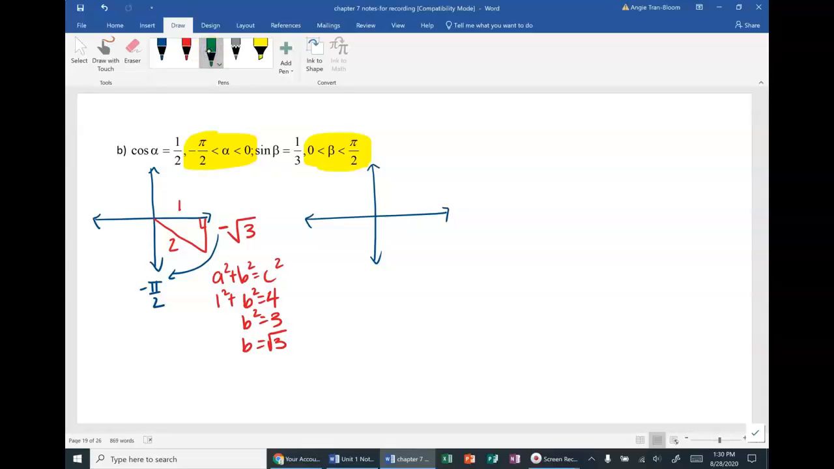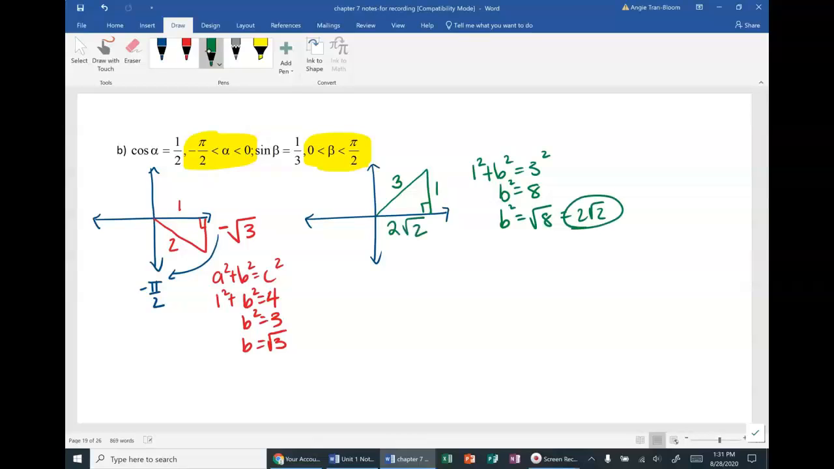Similarly, sine of beta is 1/3, and they give you beta is from 0 to pi over 2, so that's in quad 1. Sine is opposite over hypotenuse, so a squared is 1 squared plus b squared equals 3 squared. So this is b squared equals 8 because 3 squared is 9, 9 take away 1 is 8. b is square root of 8, which you do need to simplify down to 2 rad 2. Because this beta triangle is in quad 1, all of these sides are positive.